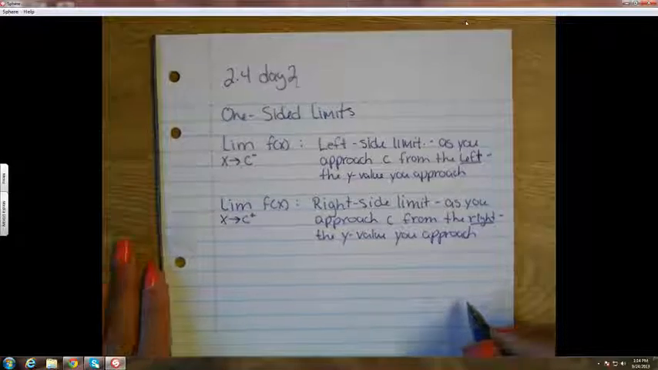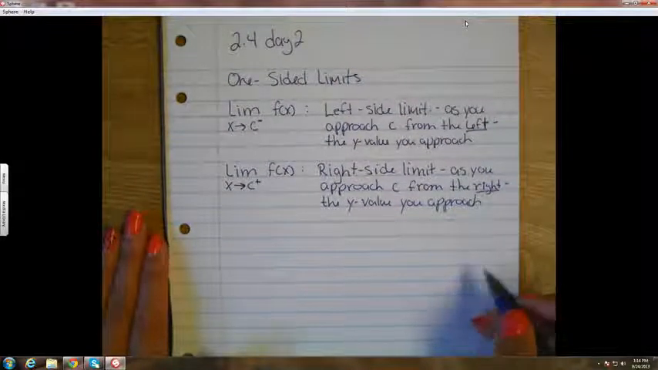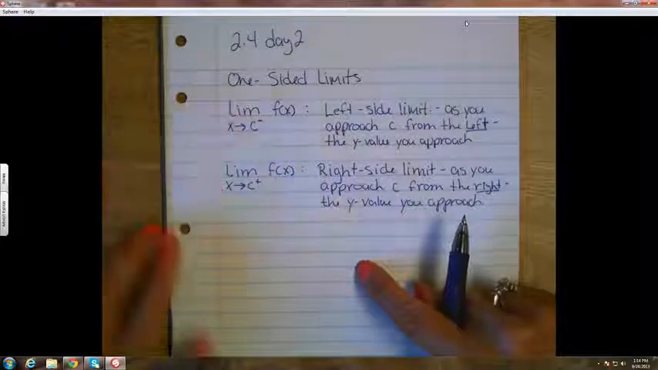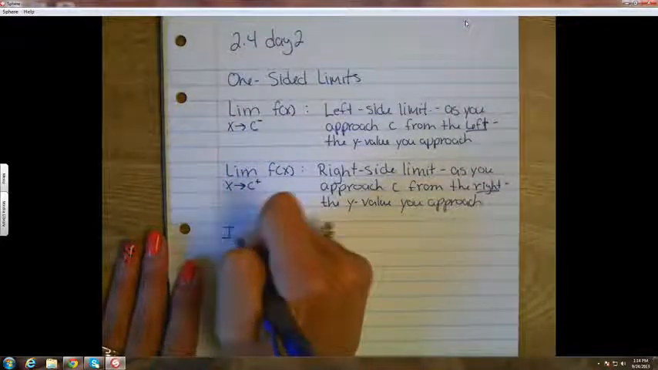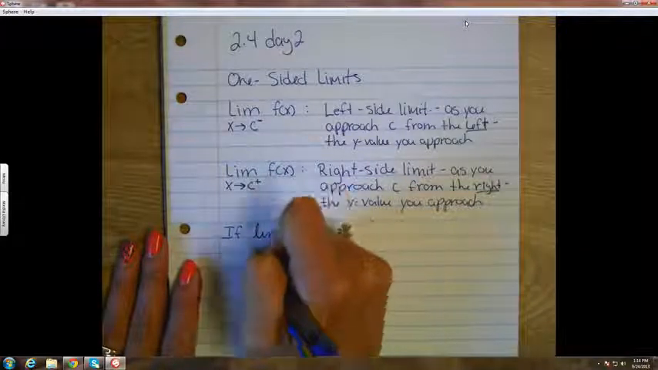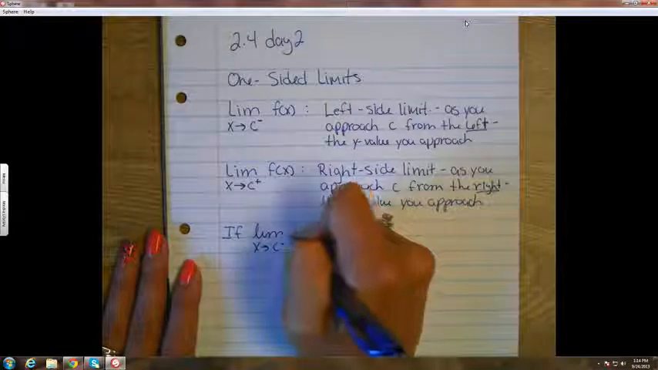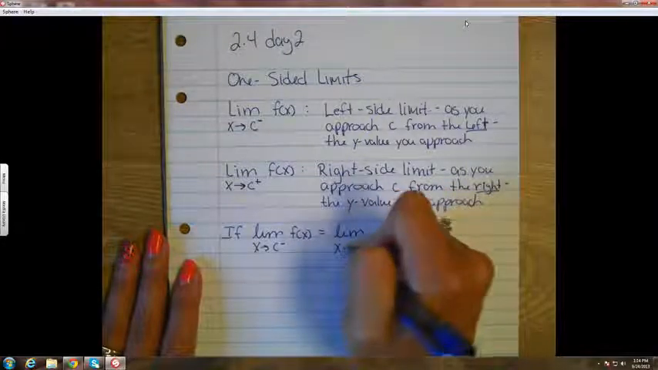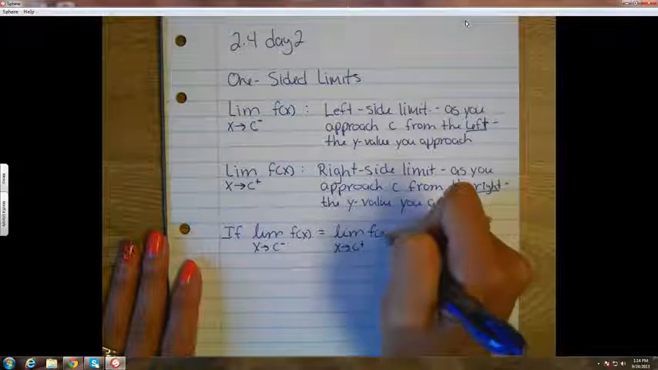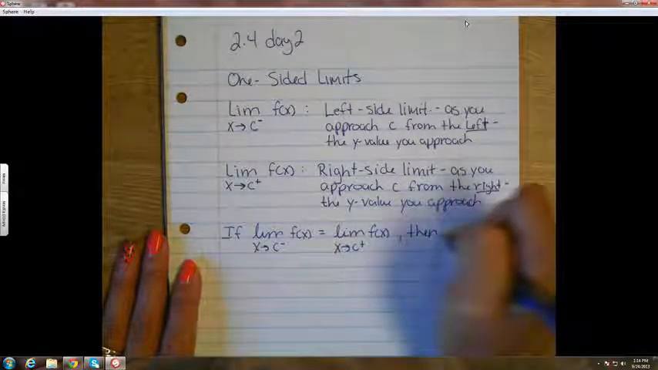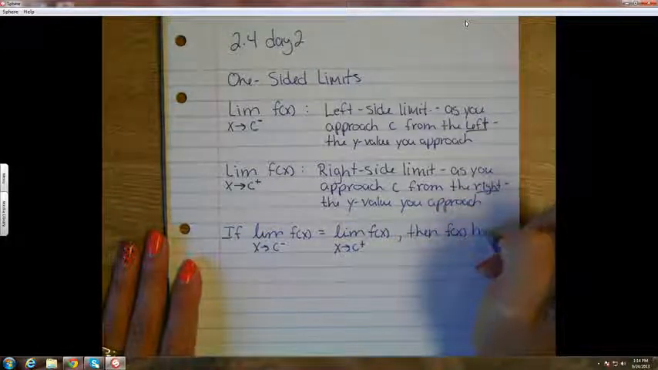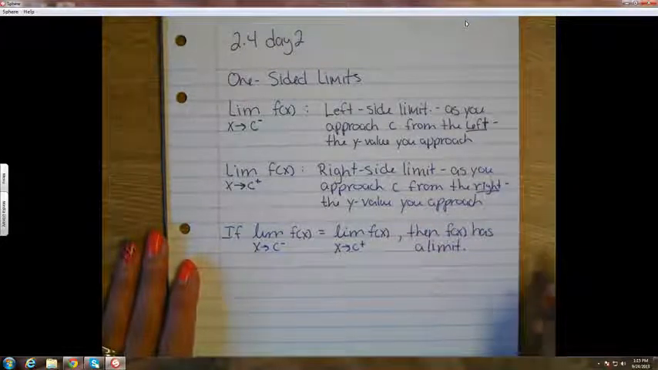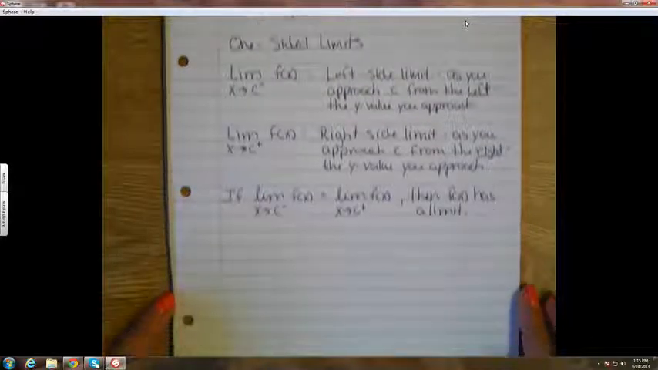Now, we know that in order for the whole function to have a limit, your two fingers have to come together. In other words, the left limit and the right limit would have to have the same value. So if the limit as x approaches c from the left of a function is equal to the limit as x approaches c from the right of the same function, then the function has a limit. Okay. So if the left and right are the same value, then you've got yourself a function with a limit.